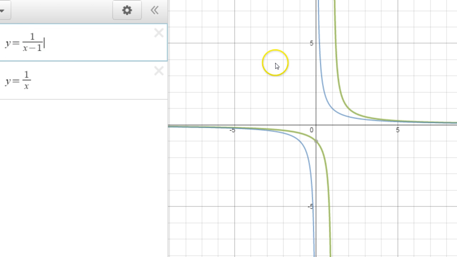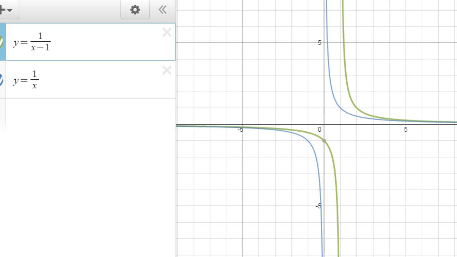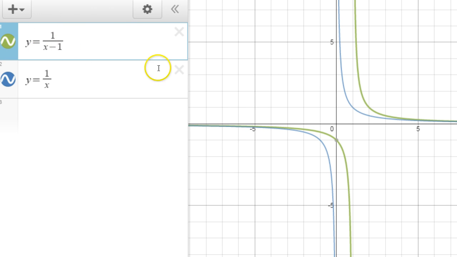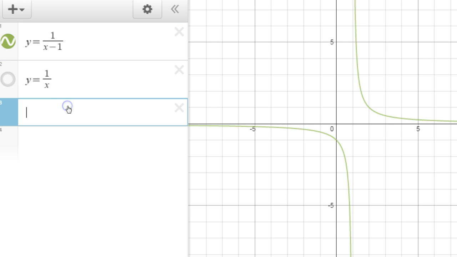So our green graph is going to be this one right here, the outermost part, and our blue graph is our original. This is what we call a parent function. Now if you notice, it looks like it shifted over 1 from the original.